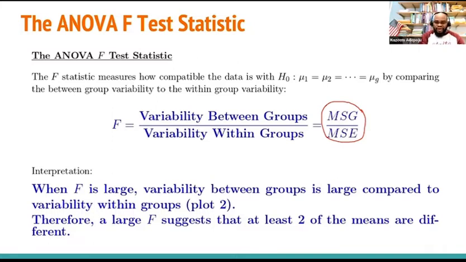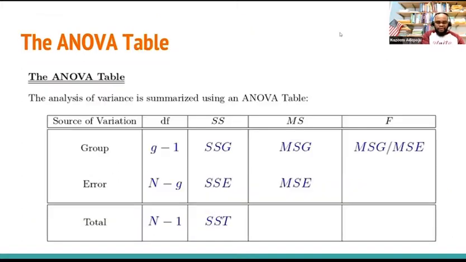Okay, so next on the line, we're actually going to set up our ANOVA table. In the setting of the ANOVA table, G represents the number of groups. We're going to have the source of variation. The analysis of variance enables us to partition the source of variation into various components.